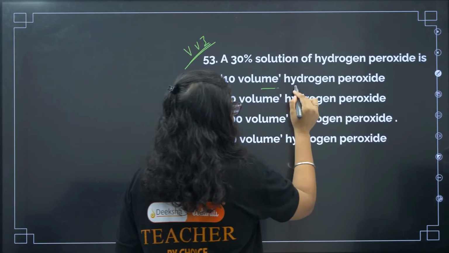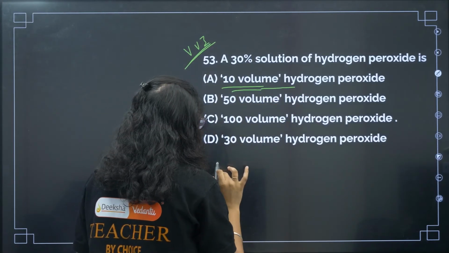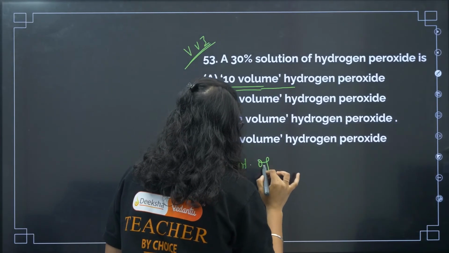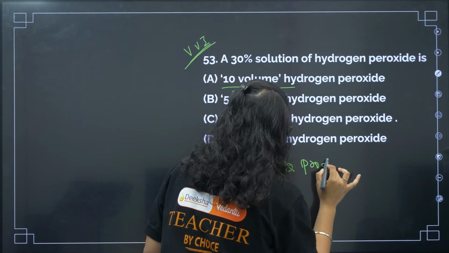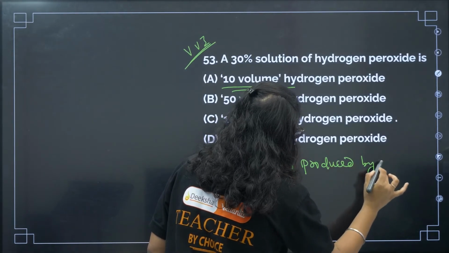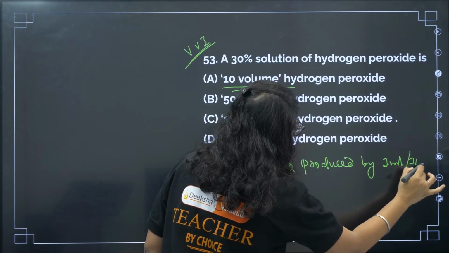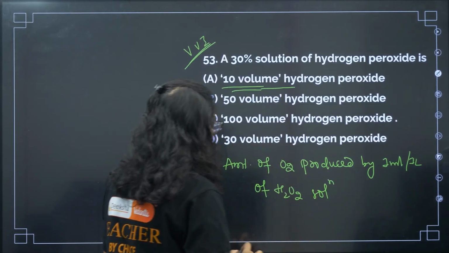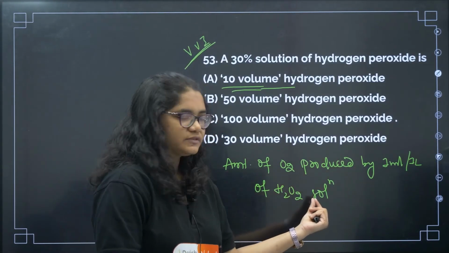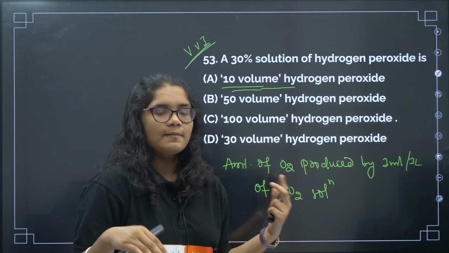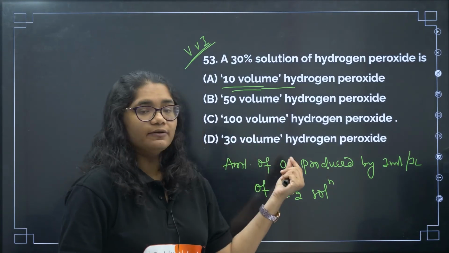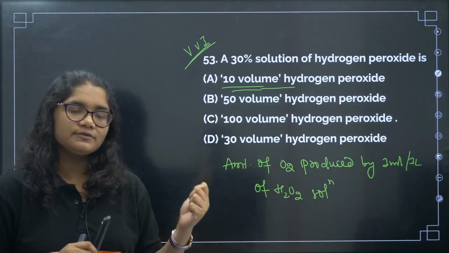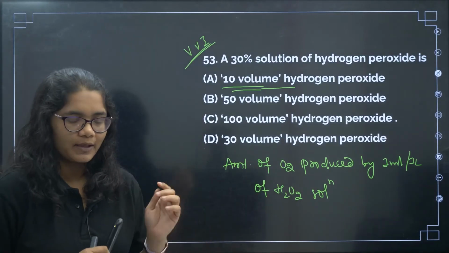Now what is this volume? Okay, so remember, the amount of oxygen produced by 1 ml or 1 liter of H2O2 solution. Suppose from 1 ml of H2O2 solution 10 ml of oxygen is produced, then we can call it 10 volume. If 100 ml of O2 is produced, then we'll call it 100 volume H2O2. Okay, I hope this is clear.